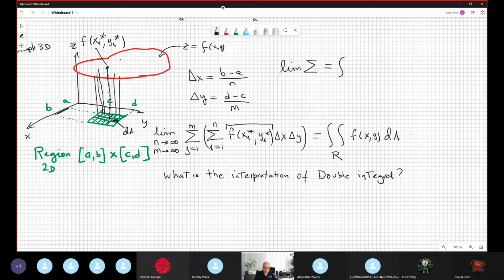Good question. Good answer. Let me try to present one GeoGebra script with the animation that illustrates it very well. So, I repeat again the question. What is the interpretation for the double integral? Okay, let me try to do my best.